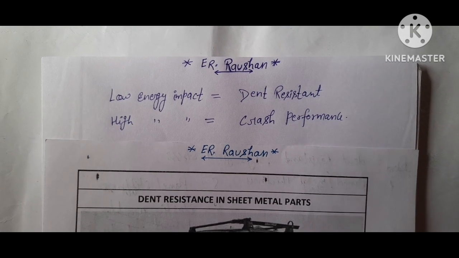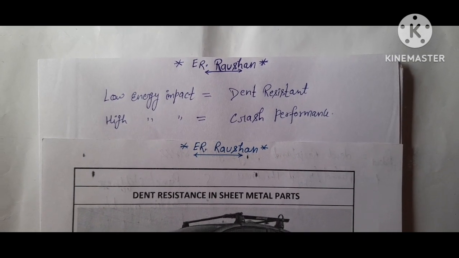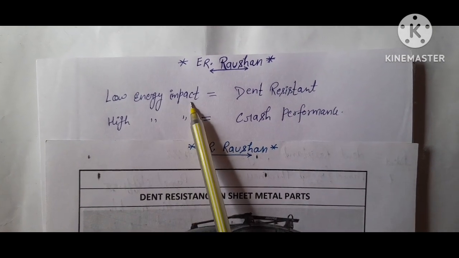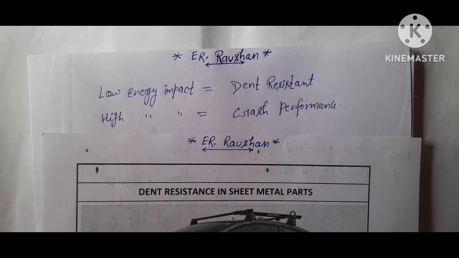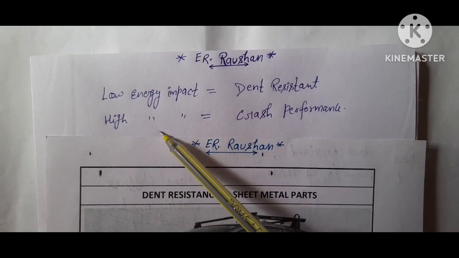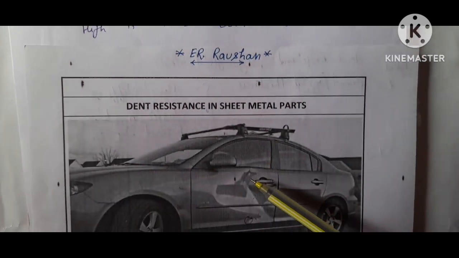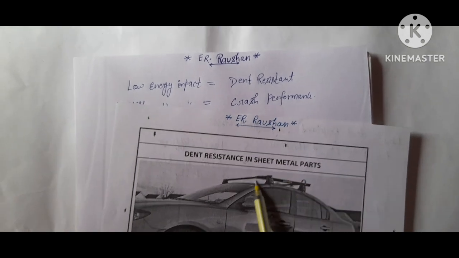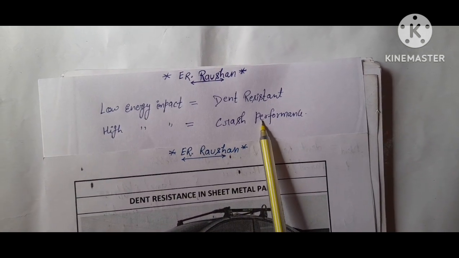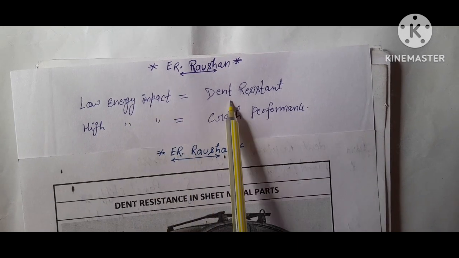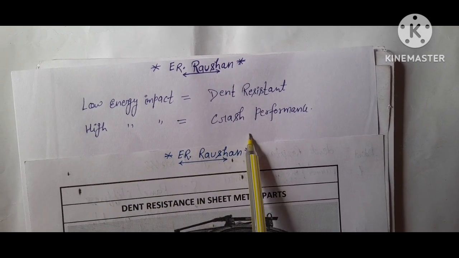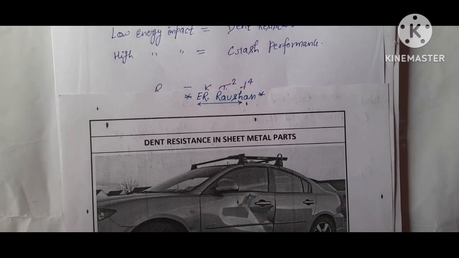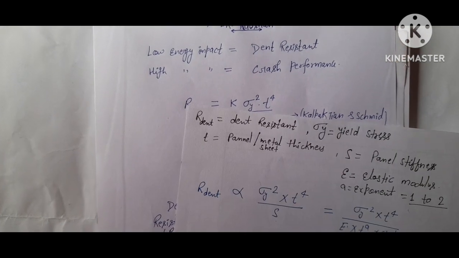Friends, if you design a car or select material, then two points are considered. The first one is low energy impact, which is known as dent resistance, and the second is high energy impact, that is the crash. Low impact energy is dent resistance, and high impact energy is crash performance.